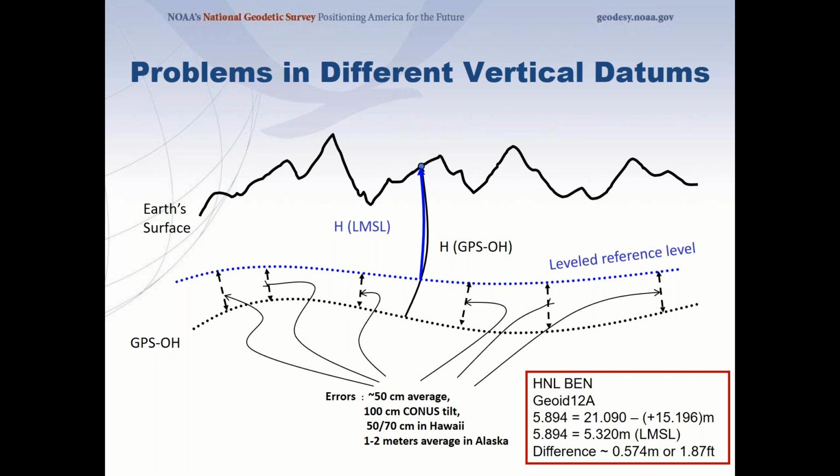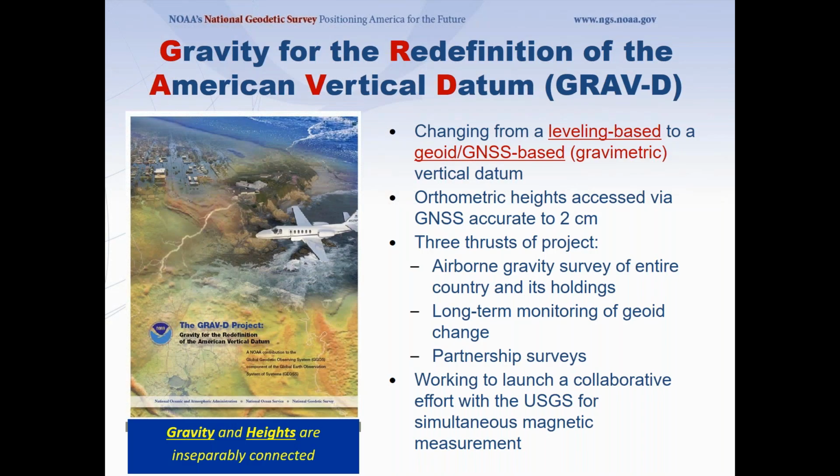So it's approximately a difference of 57 centimeters or 1.8 feet, which could make a difference if you're out there using your GPS and you're trying to do a floodplain certification, because you could put somebody in a floodplain or take them out when they're really in the floodplain. So how are we going to handle this? How are we going to take care of this problem?